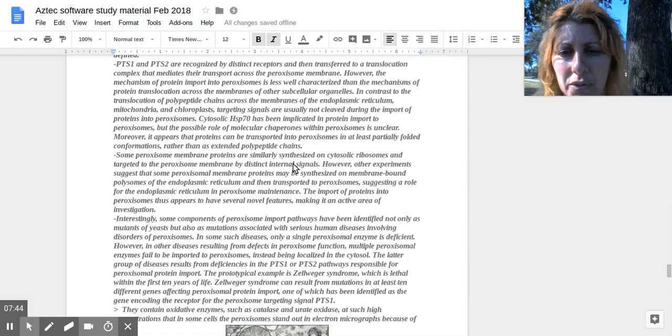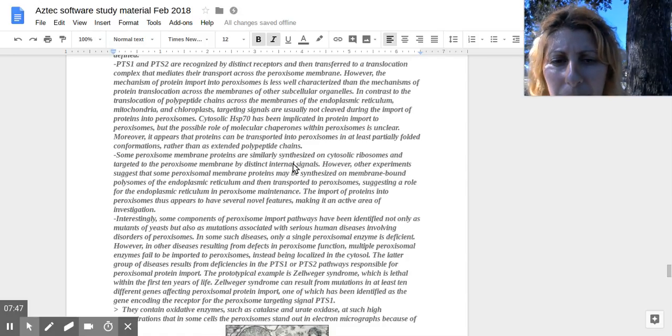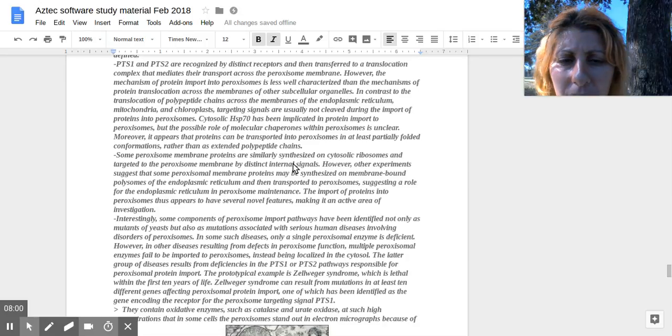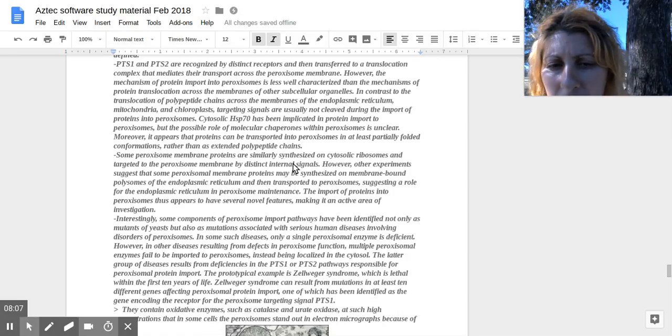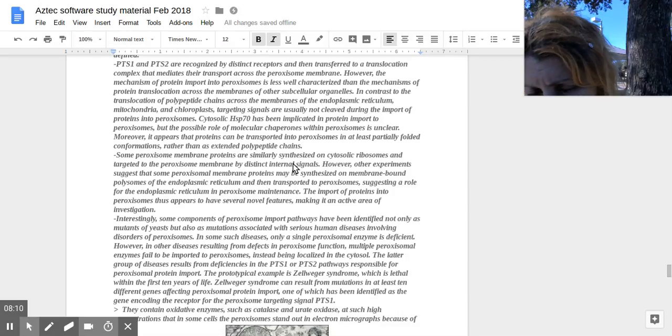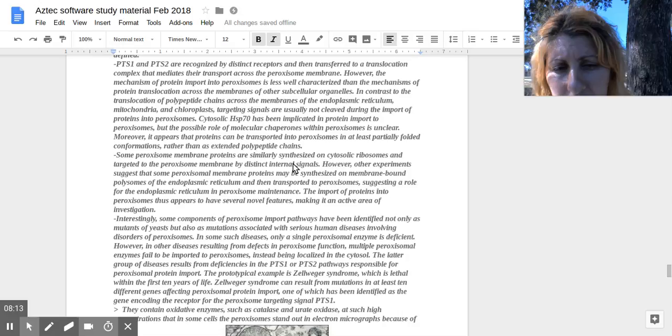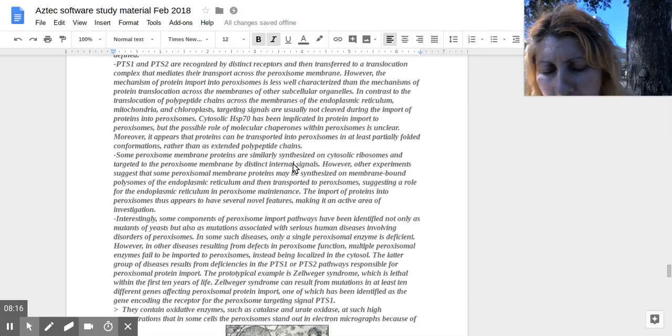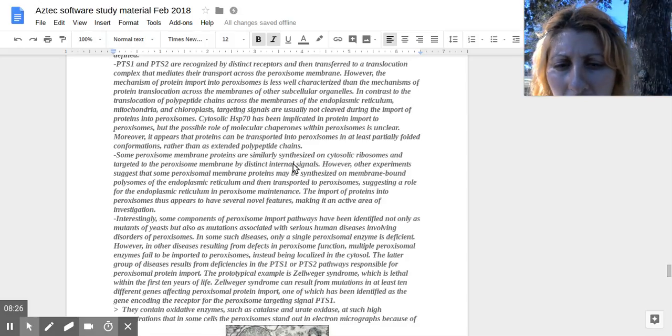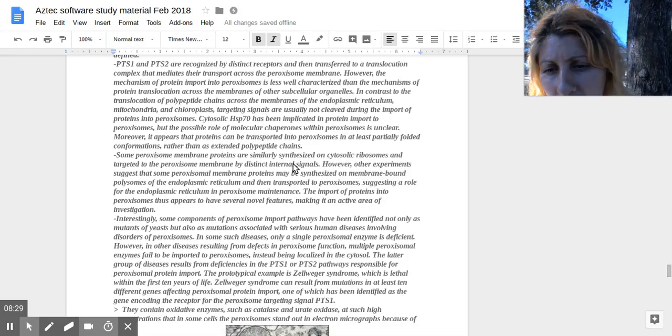Some peroxisome membrane proteins are similarly synthesized on cytosolic ribosomes and are targeted to the peroxisome membrane by distinct internal signals. However, other experiments suggest that some peroxisomal membrane proteins may be synthesized on membrane-bound polysomes of the ER, then transported to peroxisomes, suggesting a role for the ER in peroxisome maintenance. The import of proteins into peroxisomes thus appears to have several novel features, making it an active area of investigation.